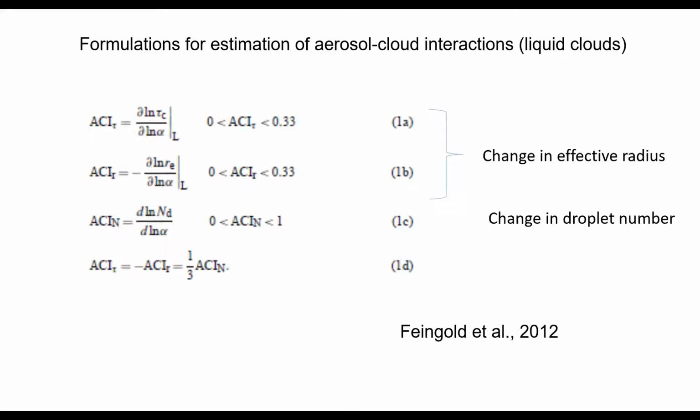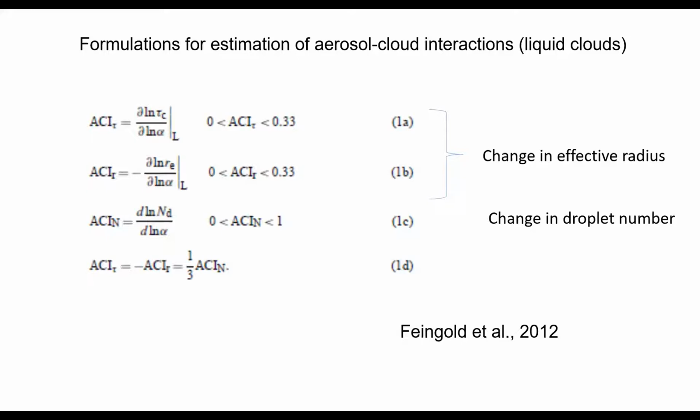And then finally, for these 2 cases, the values usually are seen between 0 and 0.33. And the last case is the cloud number concentration. We are seeing changes in the number concentration. This is not a partial derivative. The other 2 are partial derivatives, because for those to take place, the water content in the cloud should be limited. So that's why they are partial derivatives. The last one is not a partial derivative.